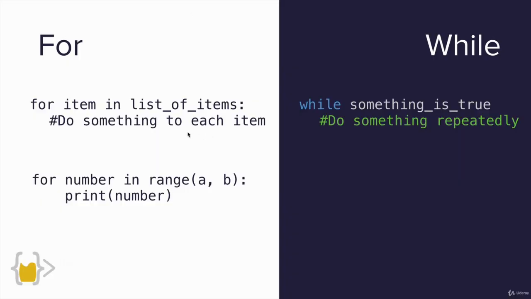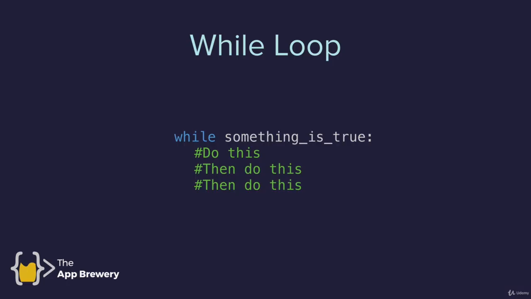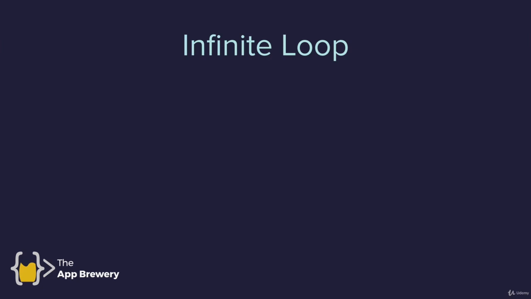Because in for loops, you're setting ahead of time how many times something is going to run. It's going to stop once it reaches the end of the list of items in this case, and it's going to stop once it reaches the upper bound of the range in this case. But for while loops, they will continue running until this particular condition switches to false. So if you have some sort of condition that actually never becomes false, well then your while loop becomes something known as an infinite loop.